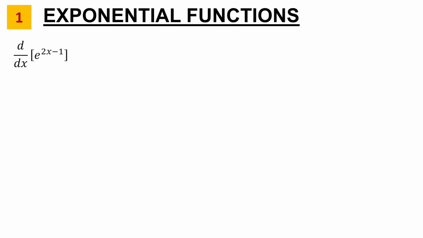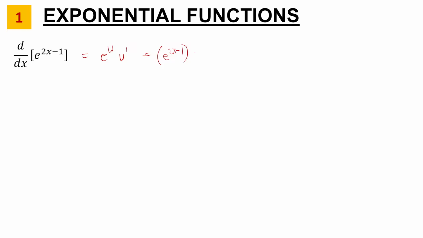So let's have our very first problem. We are asked to find the derivative of e raised to 2x minus 1. Since this is a base e, you just write it in this form, e to the u times u prime. And our base, we just write first itself, e to the 2x minus 1.